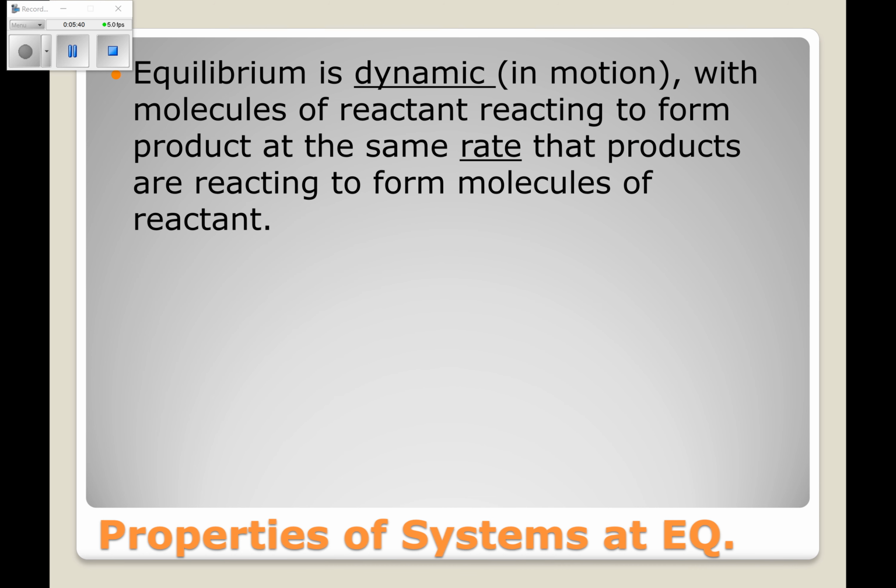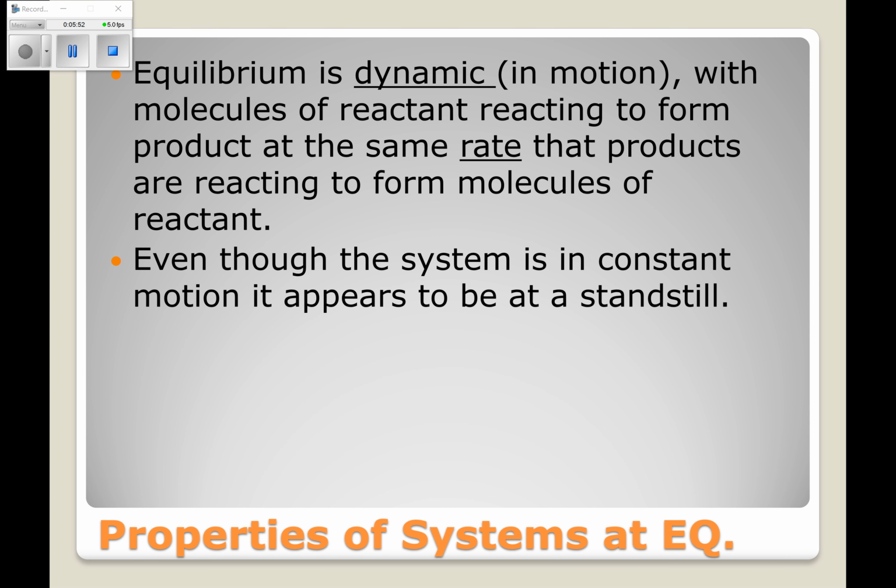Now, equilibrium is what we call dynamic, meaning that it's in motion constantly, where molecules of reactant are reacting to form products at the exact same rate that products are reacting to form molecules of reactant. And just like on the escalator, the system is in constant motion, but it appears to be at a standstill.